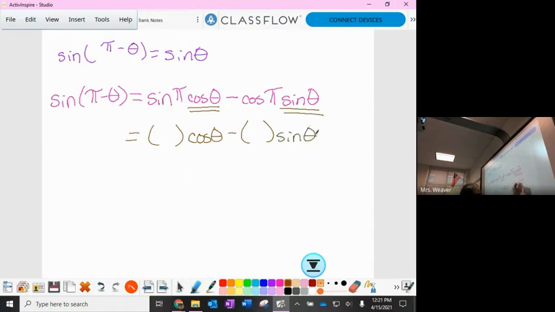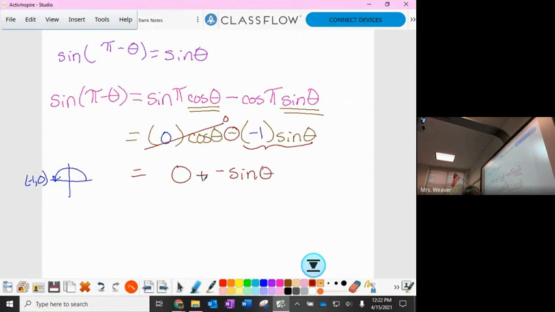When I substitute in the sine of pi, thinking about the unit circle, pi is right over here at 180, that's negative 1 comma 0. So the sine value is 0 and the cosine value is negative 1. 0 times anything is 0, so that whole term goes to 0. We've got negative 1 times sine theta, so this is negative sine theta, and then minus sine theta. So we really have 0 minus negative sine theta, and 0 minus a negative makes a positive. That does, in fact, equal sine theta.